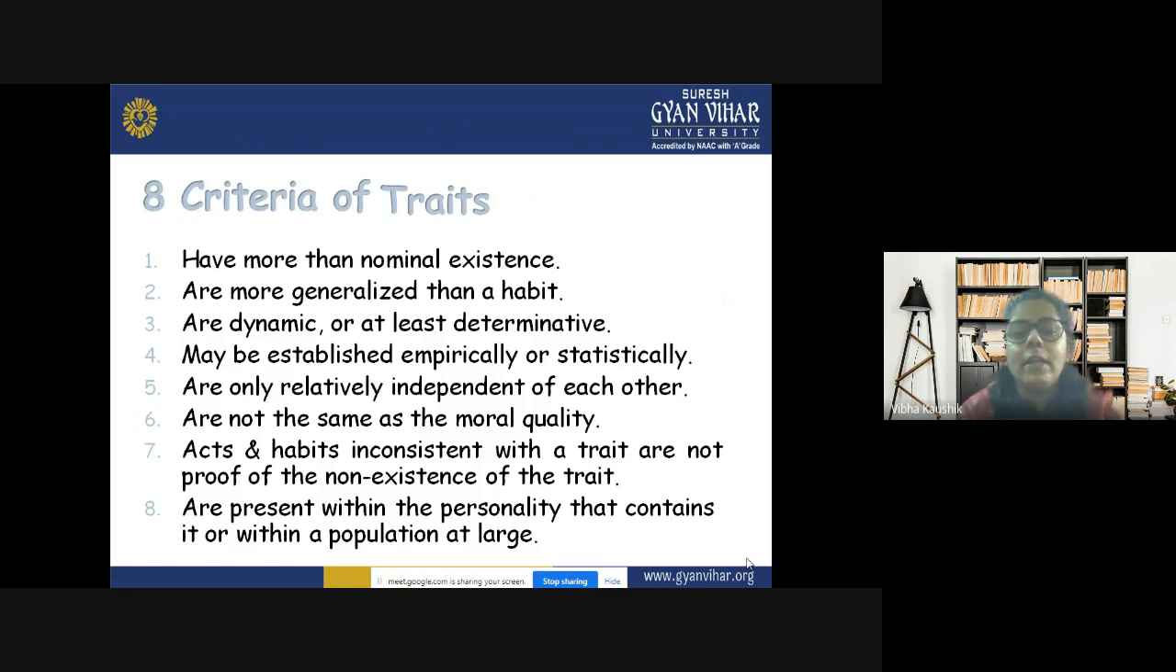Acts and habits inconsistent with the traits are not proof of the non-existence of the trait. Means if any acts and habits are inconsistent with a particular trait, it does not mean that the trait is non-existent. Traits are present within the personality that contains them, or within a population at large.